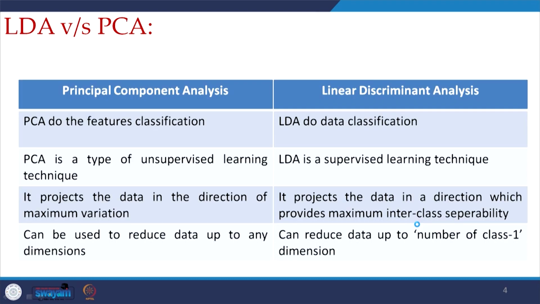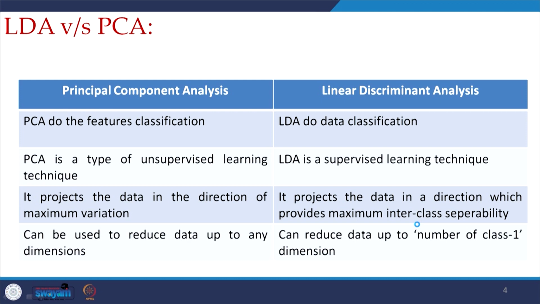When we look at the difference between PCA and LDA, I can summarize it with the help of this table. PCA does feature classification, whereas LDA does data classification, because here class information is also involved. We can see PCA as an unsupervised feature extraction technique, whereas LDA can be used as a supervised learning algorithm, meaning we can use it for classification also, where unseen patterns can be projected onto the lower dimensional space, and based on the cluster in which they fall, we can predict their class. In PCA, we search for the direction of maximum variation, whereas in LDA, we look for a direction which provides maximum interclass separation.